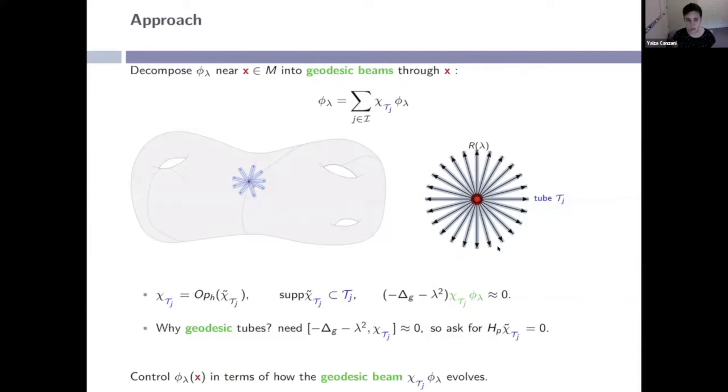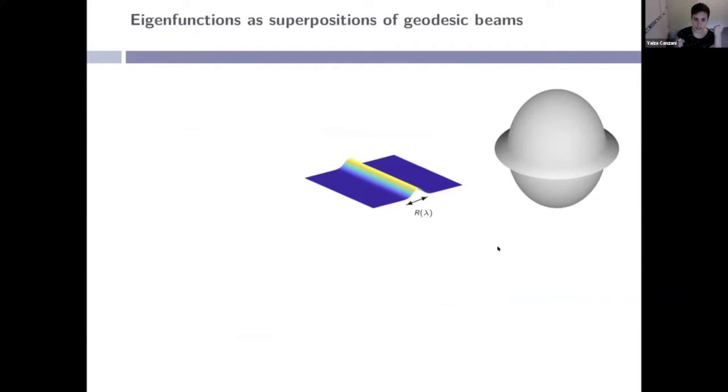Now, what I want to give you is a sense of how one can think of an eigenfunction as a superposition of beams. And I'm going to do that on the sphere. The sphere is quite particular because on the sphere one can build beams that are actually globally defined. They are called highest weight spherical harmonics on the sphere.